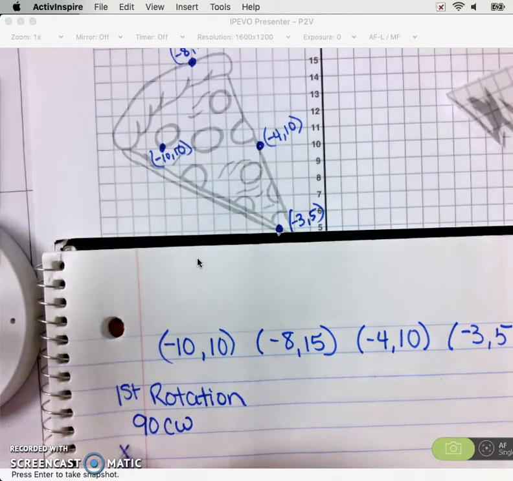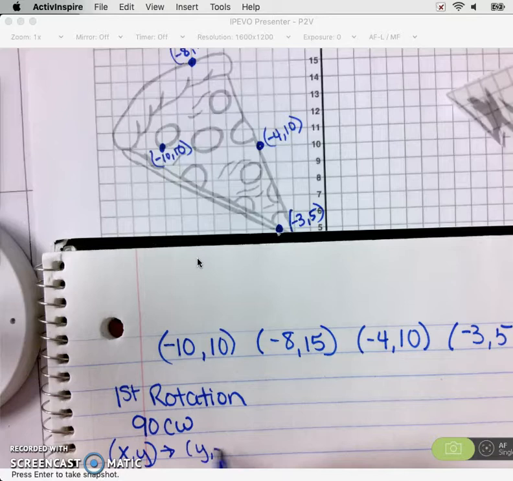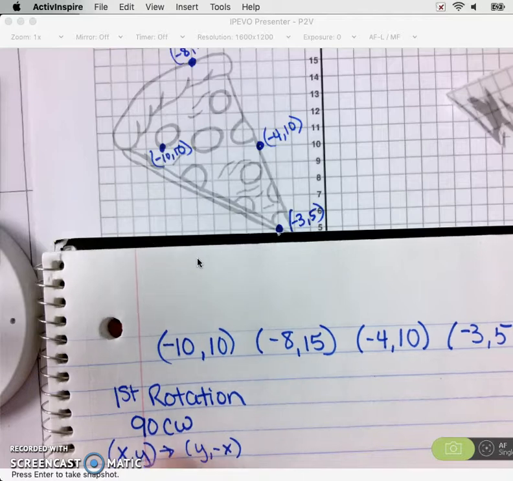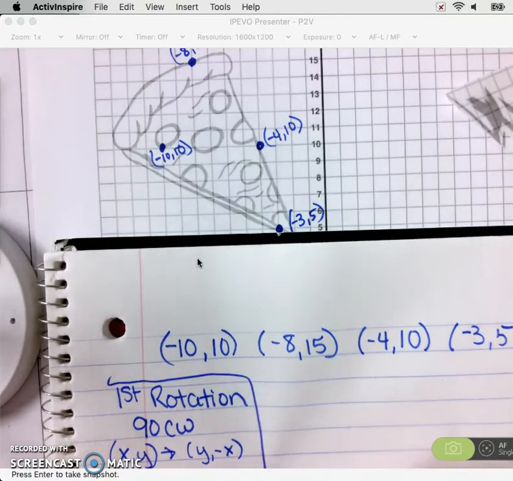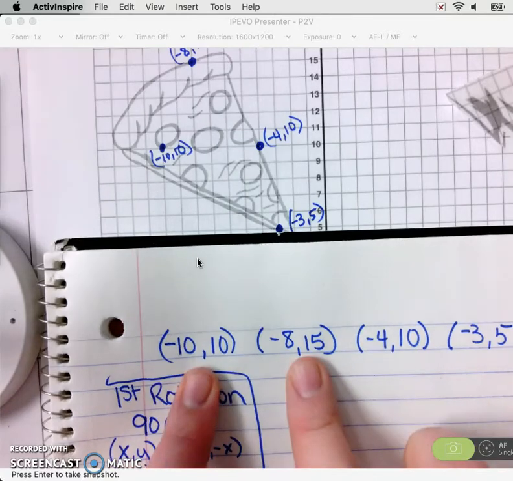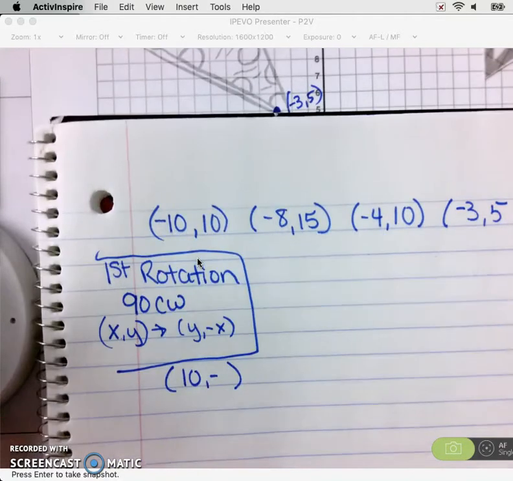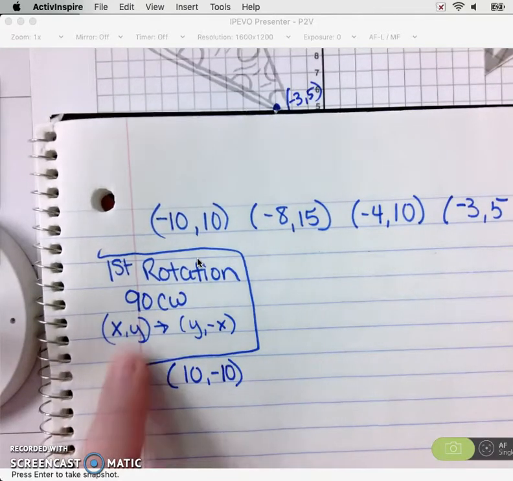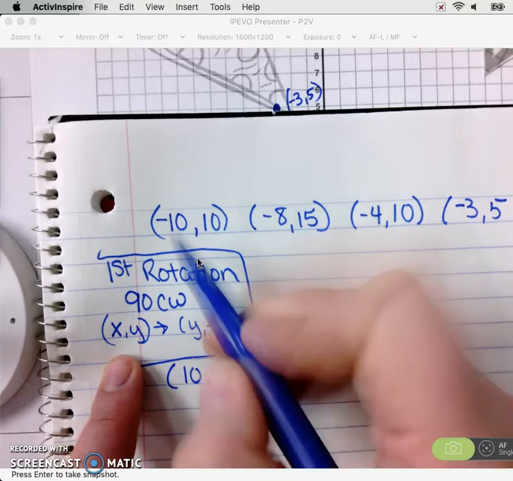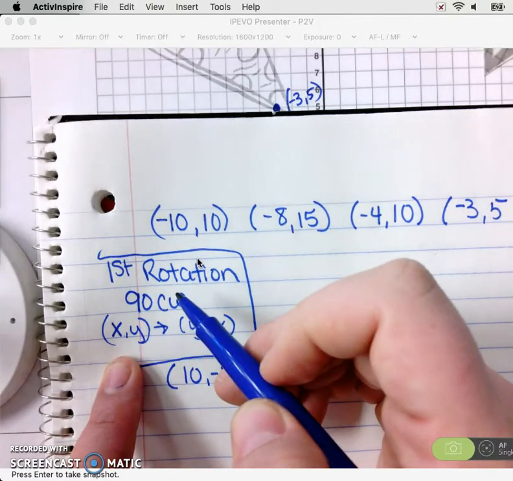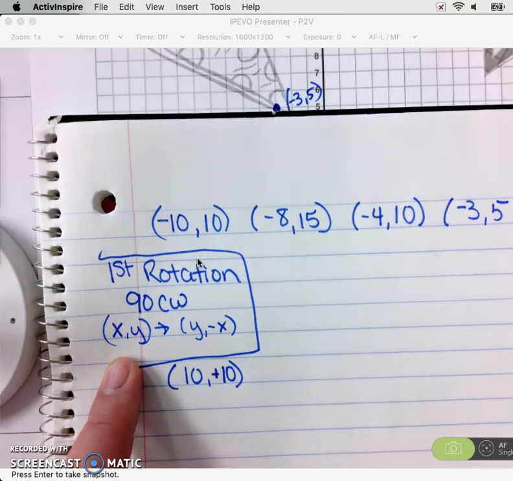And then I like to write myself a little note that xy is going to become y, and then the opposite of x. See how I did that? I'm just writing my little note. So this is what I'm doing for my first rotation. So each one of these points I'm going to flip. So negative 10, 10 becomes 10, negative 10. And the x becomes the opposite. So my x was a negative 10, so it becomes positive 10. And I'm just going to make that negative a positive. See how I did that?